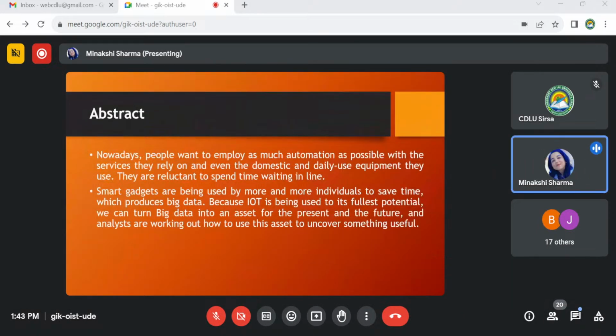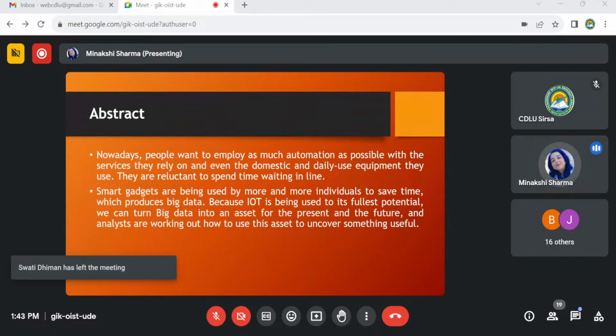Sir, these days people want to skip to the findings, as we are short of time. Sure, sir. I will go to the conclusion. Yes, I will take only 2 minutes.